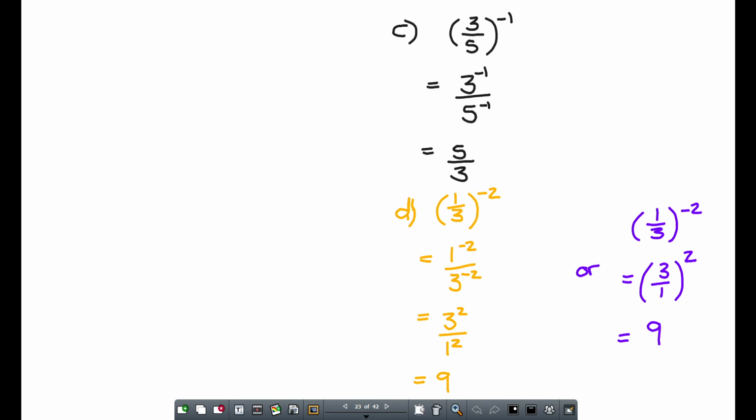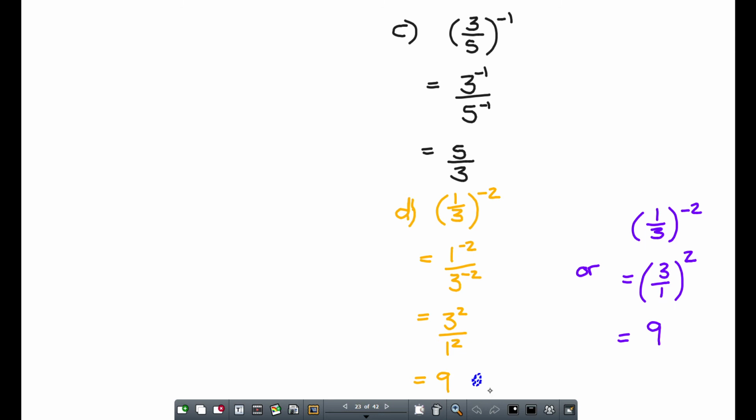Okay, so that to the power of minus 2 applies to everything. So that's why I say 1 to the power of minus 2 over 3 to the power of minus 2. Then I want to make the exponents positive, so I'm going to move it to the other side of the fraction. And that's how I get to 3 to the power of 2 over 1 to the power of 2. And that's the same as 9 over 1, which is just 9.